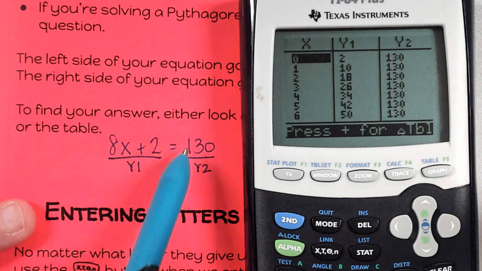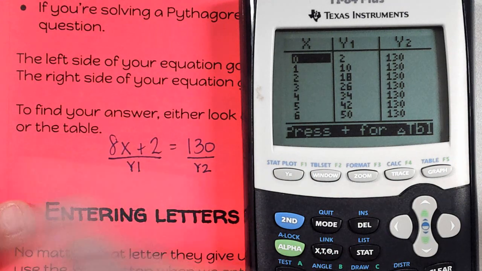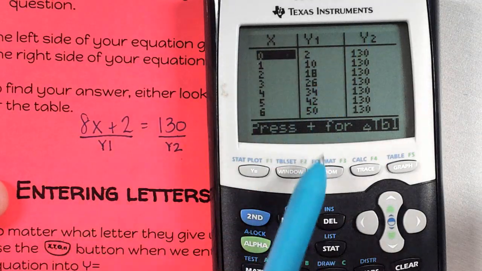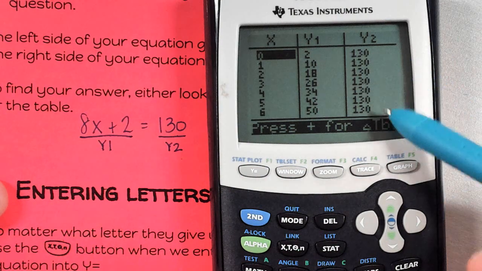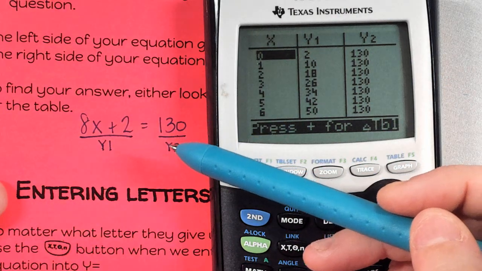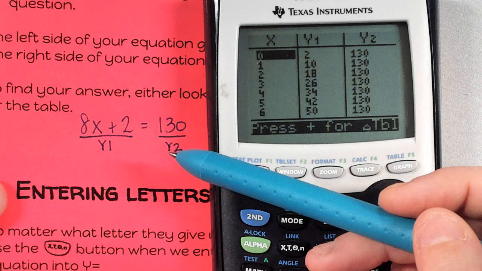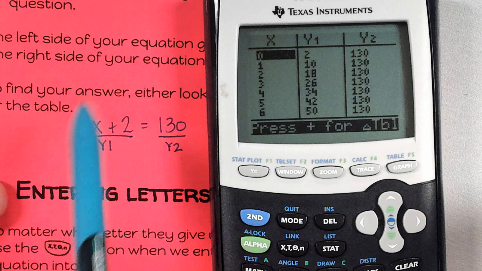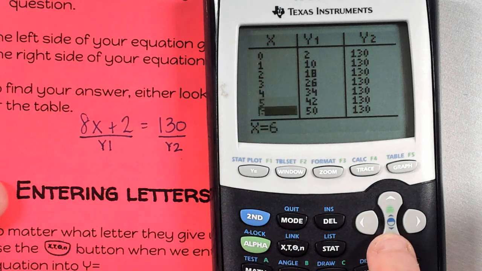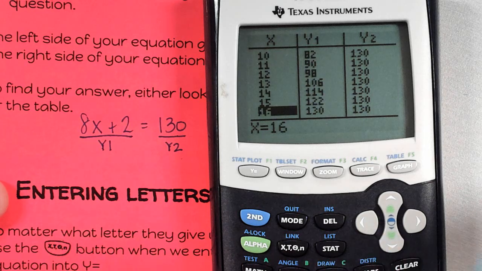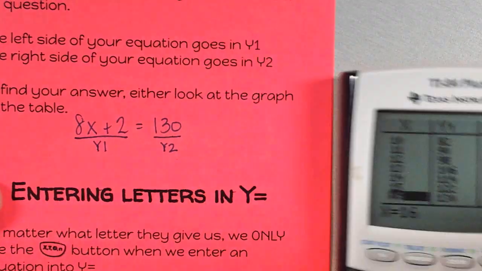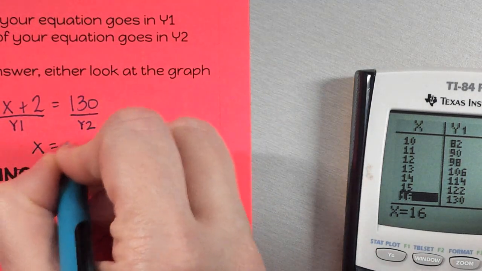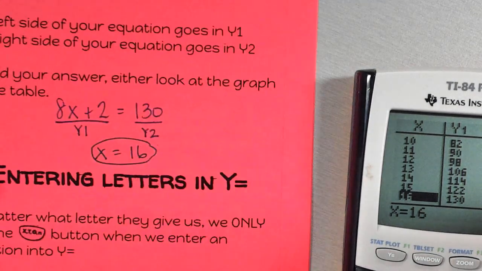Now, what sign do they have between them? Equal. So this is y1 and this is y2, and it built this table for me. And y2 is all 130 because there's no x here, so it doesn't change. It's just constantly 130 because it's a constant, okay? So I want to find the row where they're equal, because that's the solution. I'm just going to start scrolling down. And it's getting bigger, right? 98, 106, we're getting there. Oh, there it is, 16. So when x equals 16, y1 and y2 are equal.